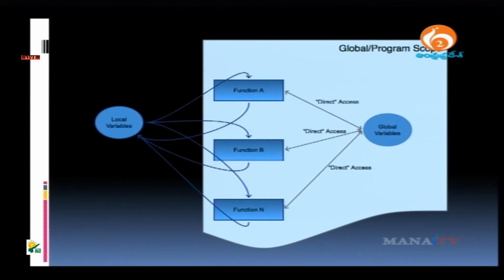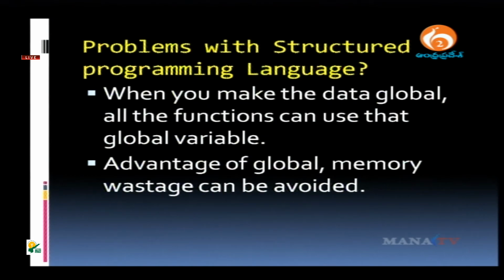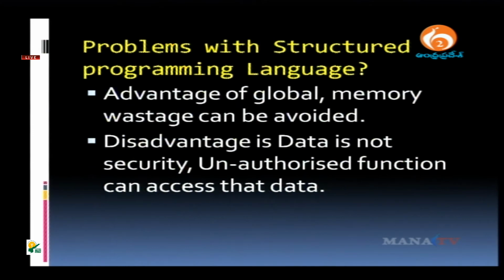Hope you understood this diagrammatic representation. So, the advantage of the global variable is that memory wastage can be avoided. Okay. The disadvantage is that data is not secure. We are not providing security for the data. Unauthorized functions can access our global data.